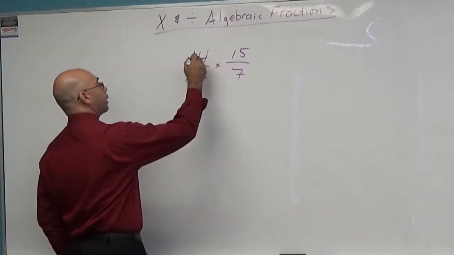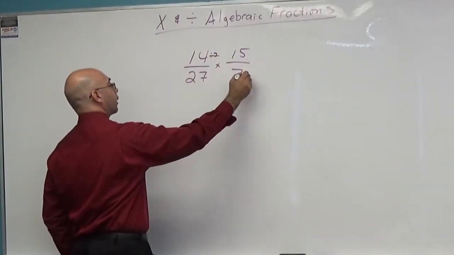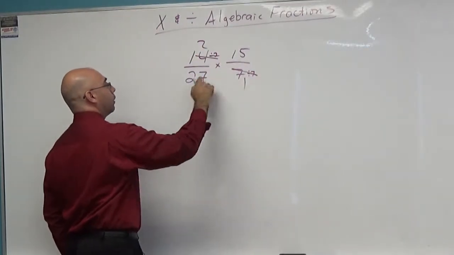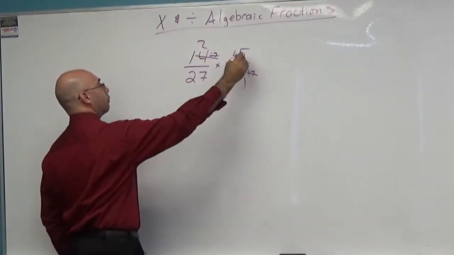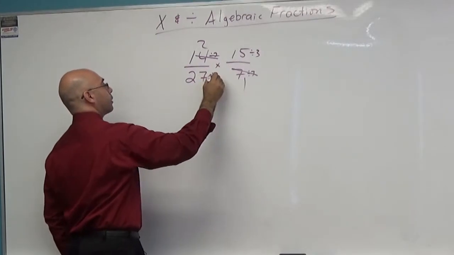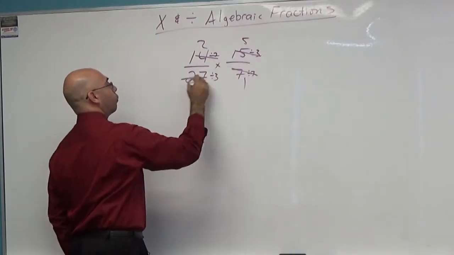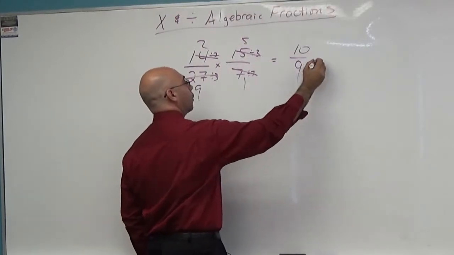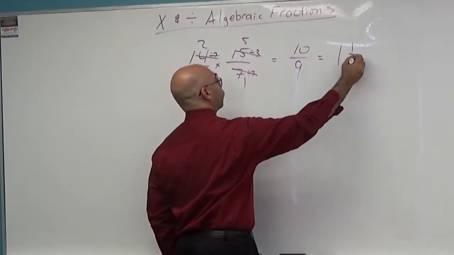14 and 7. I can divide this by 7, and I can divide that by 7, and what do you get? 2 over 1. What about here? I can divide this by 3 and this by 3. This becomes 5 over 9. Final answer is 10 over 9, or 1 and 1/9.